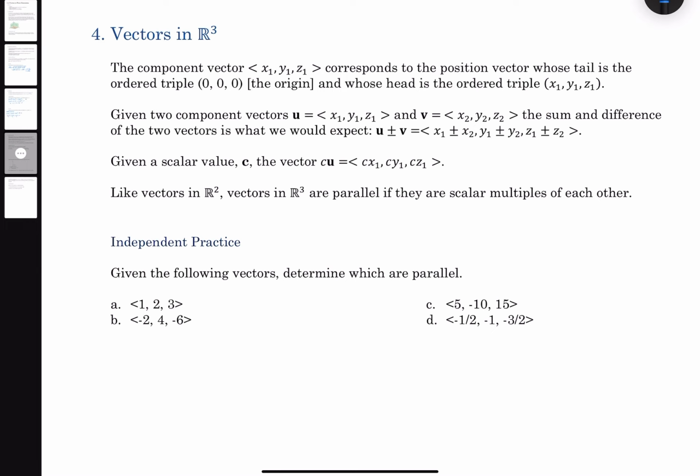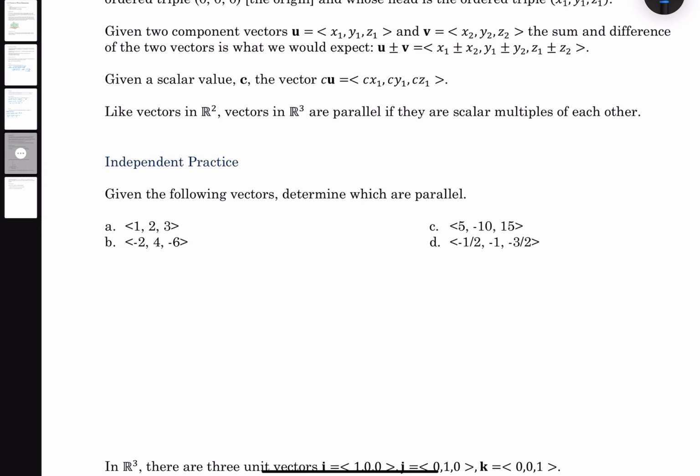Just like we did in lesson 11.1, two vectors are parallel if they are scalar multiples of each other. So for some quick independent practice, you look at these 4 vectors and tell me which ones are parallel to each other. All right, so if you are following along, it seems as if A and D are parallel to each other because if you divide all of the components of vector A by -2, you get the vector for D.